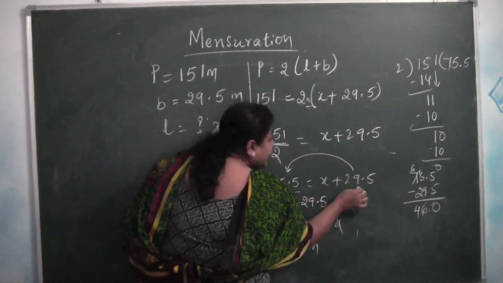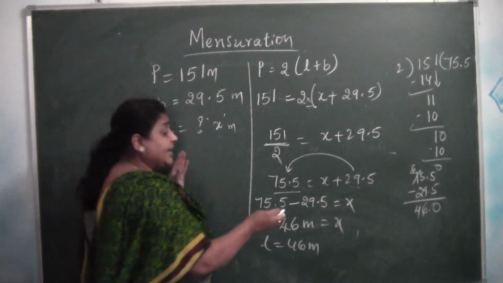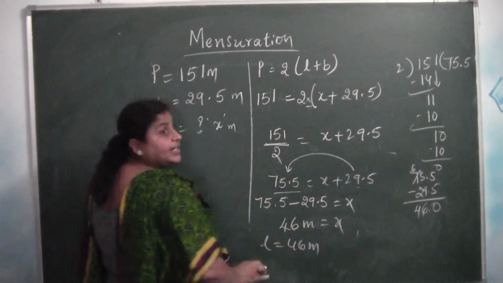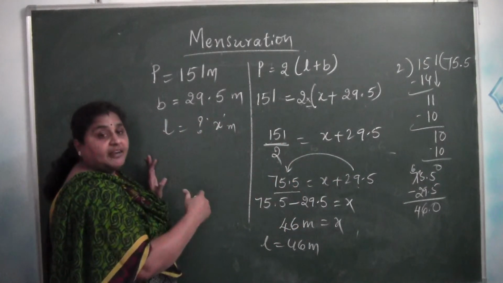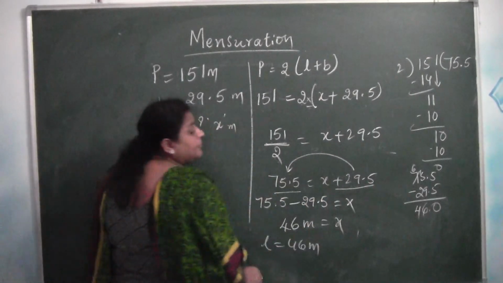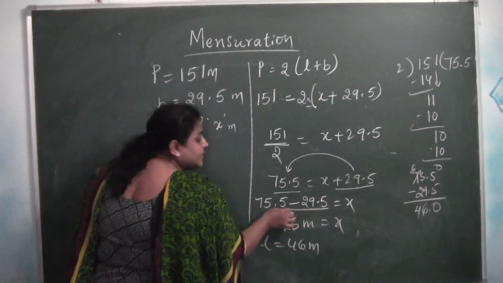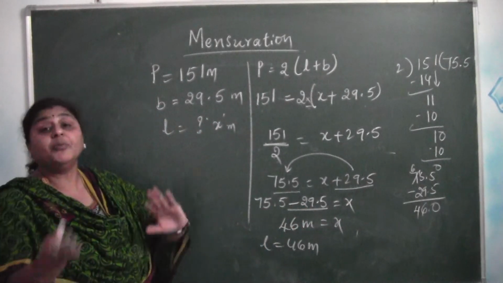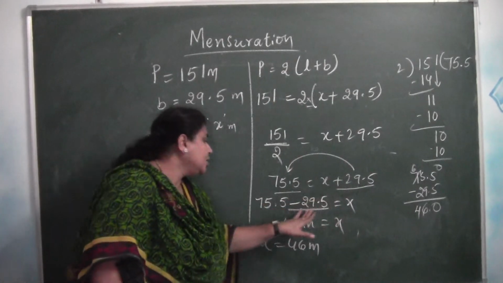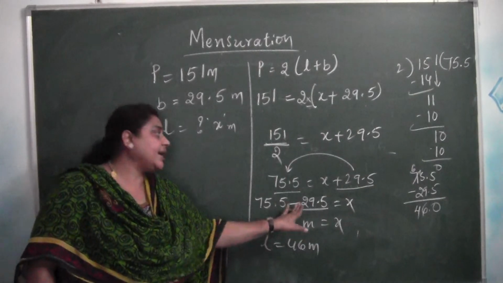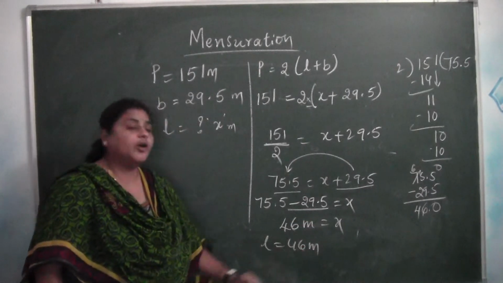Alright. Now 29.5 I am shifting again to the left side. What I am doing, I just want x to be left alone. So except x, everything I am shifting towards the left side. So plus 29.5 when shifting to the left side becomes minus 29.5. Opposite sign. Multiplication to division, addition to subtraction. Okay, and x as it is left over, and subtracting these two, 46 meters.